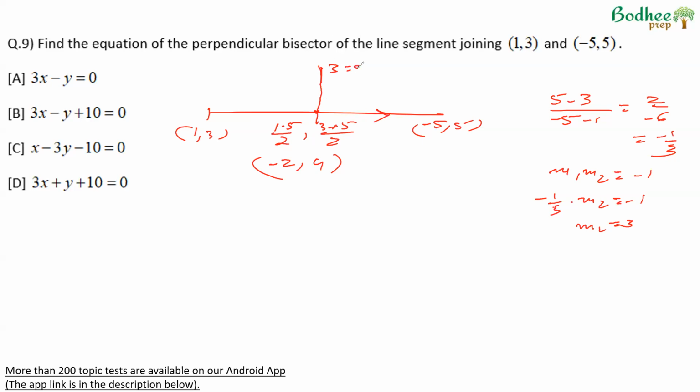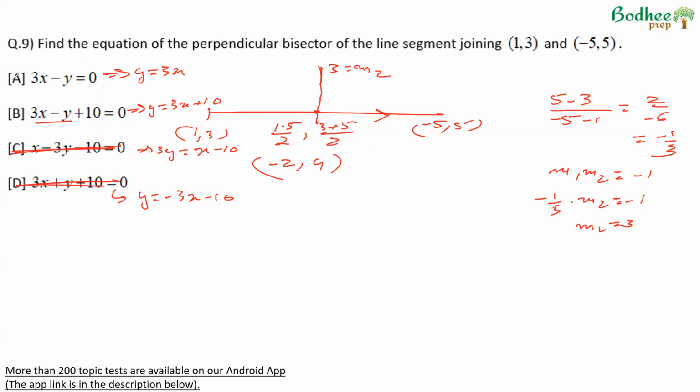We can either form the equation of the line from here, or we can check with the solutions. For example, here we see that the slope is 3 because this is y is equal to 3x. Here we can see the slope is 3 because this will be y is equal to 3x plus 10. Here the slope will be 1 by 3 because this will be 3y is equal to x minus 10, so y is x upon 3 when we divide by 3. Here we'll have y is equal to minus 3x minus 10. The slope is minus 3. So these two cannot be answers. The slope for these two equations is 3.